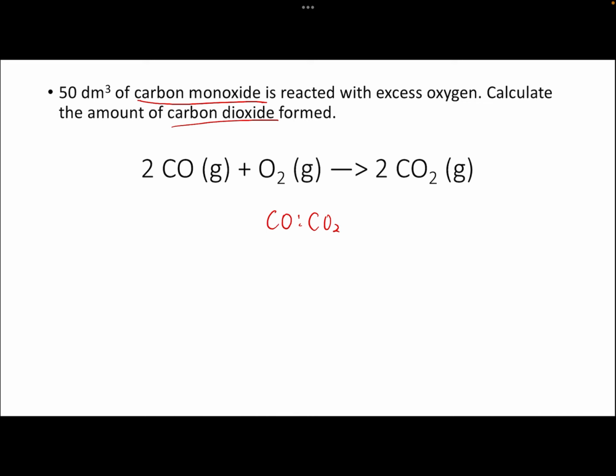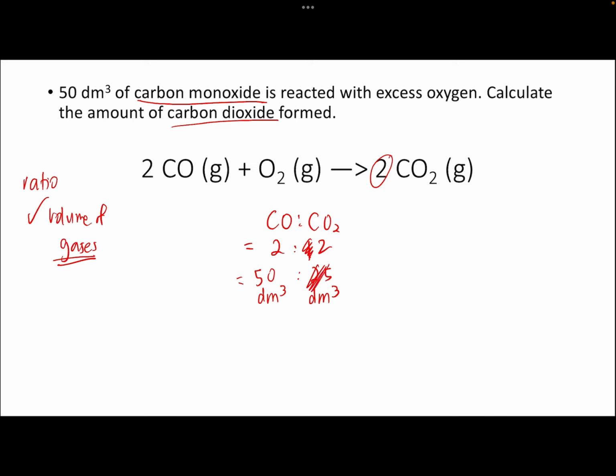for carbon monoxide. Now, just now we have been using ratio for moles, right? I also want to remind you that I can use ratio directly when it comes to volume, but this is volume of gases. That means if I have used 50 dm³ of carbon monoxide, I can calculate it directly. This is 25 dm³. So my answer is 25 dm³, but I made a mistake. This is 2, I apologize. Therefore, this is 50 dm³.